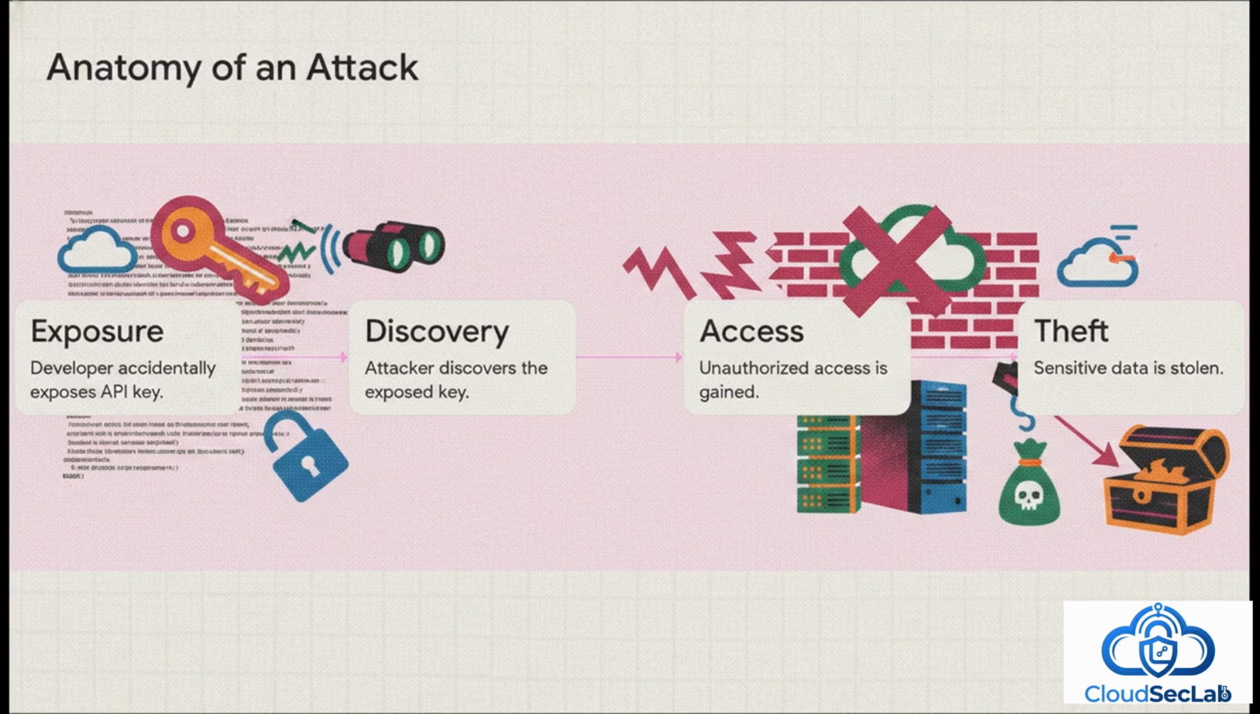Literally minutes. Step 3, because they now have a valid key, the attacker gains direct, unauthorized access to the cloud infrastructure, totally bypassing those network firewalls we talked about. And Step 4, the attacker quietly downloads and steals sensitive customer data. It happens so fast, and unfortunately, it happens all the time.